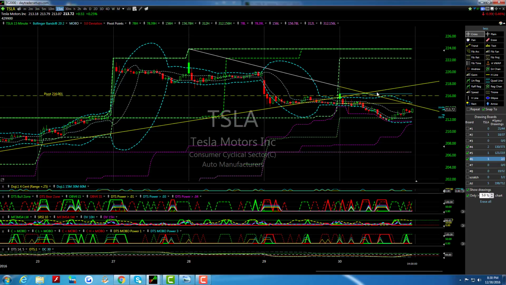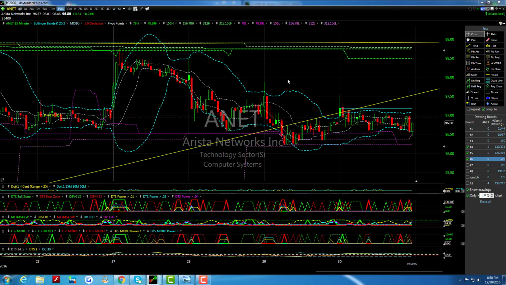Now a lot of this, what I'm teaching, if you're not a TC2000 user, you may not be setting alerts. But since this is designed for TC2000 users, I'm just trying to show as many functions of that as I can for you.